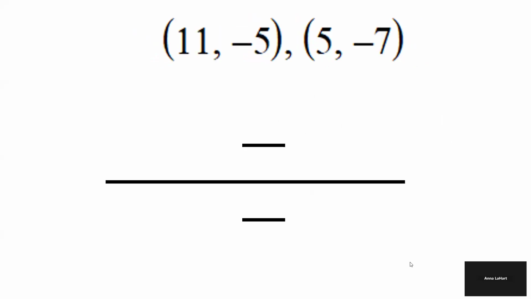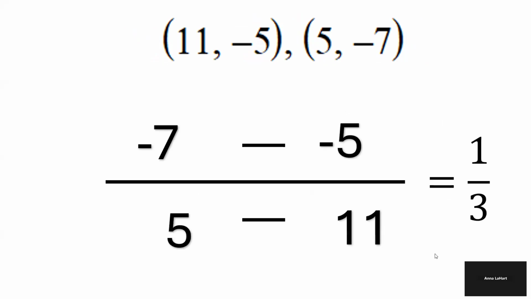Okay, next one. I will not spoil. Pause the video and try this example. 3, 2, 1, here we go. I ended up with a positive 1/3. Again, you might have -5 minus -7, and in the bottom have 11 minus 5. No matter what, you get a positive 1/3.